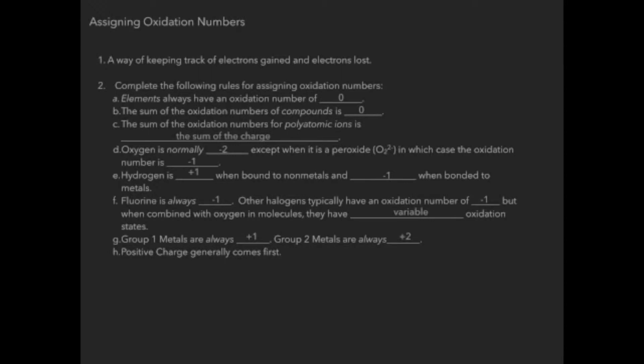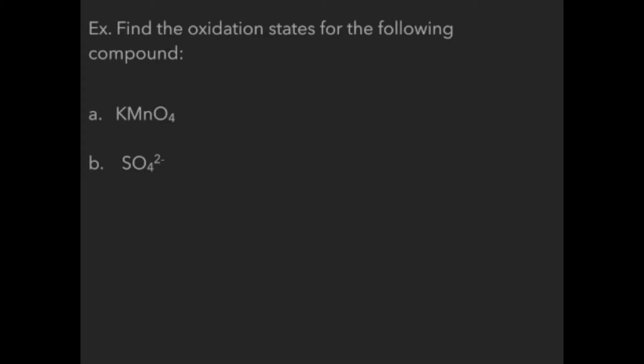And positive charge generally comes before the negative charge. So keeping all of this in mind, if you see oxygen, normally -2 for the most part. Hydrogen normally +1 unless it's a hydride. Fluorine always -1. Other halogens you can't 100% of the time tell, but they tend to be -1. Group 1 metals +1, group 2 metals +2 oxidation number. So let's look at it in practice too.